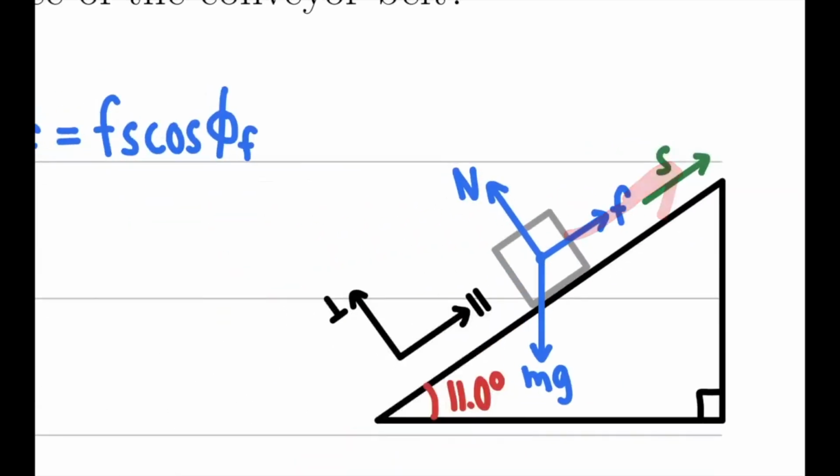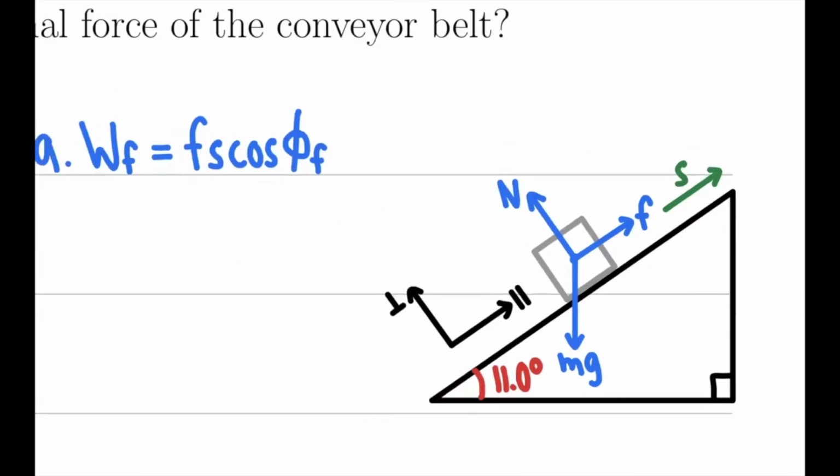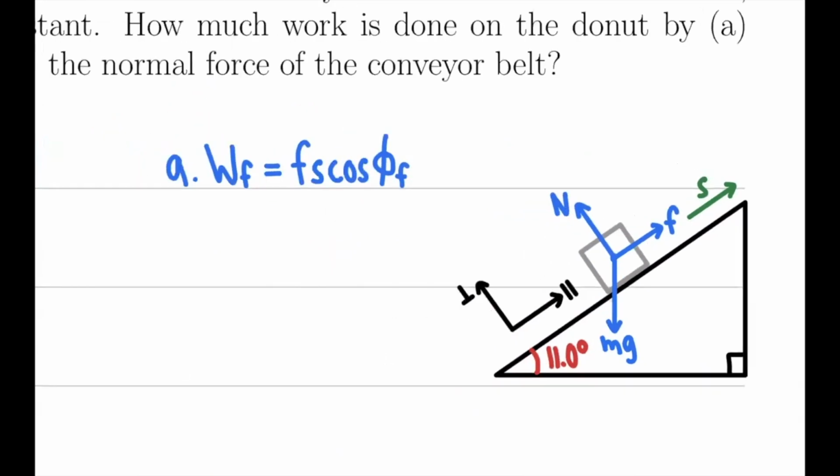It's up the conveyor belt because that's where the donut is moving. And the angle between F and S is 0 degrees. Yes. So we have phi f, so that's good. But the thing is, we don't know f. So what do you guys think we should do to find f?